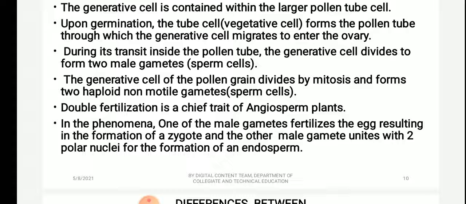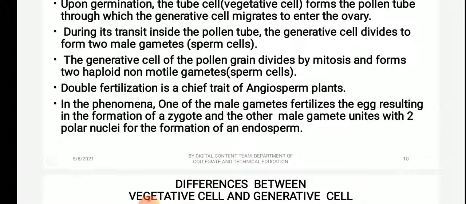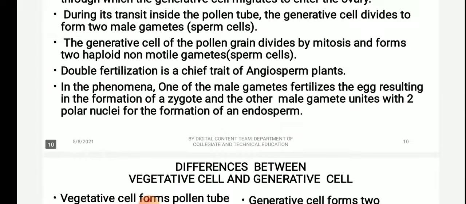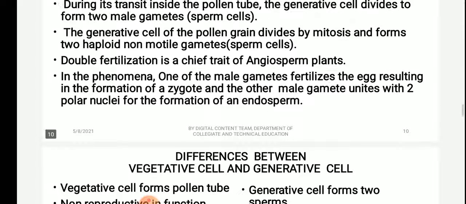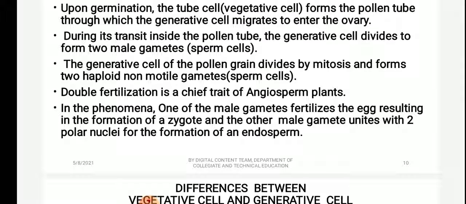Double fertilization is a chief trait of angiosperm plants. Now let us understand what is the fate of these 2 male gametes or sperms produced. In angiosperms, both the sperms are used for fertilization. One of the male gametes fertilizes the egg, resulting in the formation of the zygote, and the other male gamete unites with the 2 polar nuclei for the formation of the endosperm. So both the male gametes formed by the generative cell are used in the fertilization process.